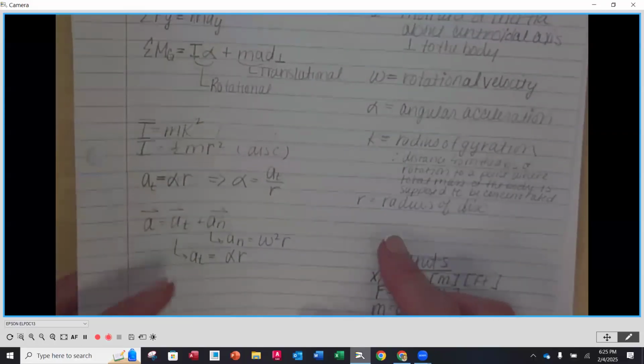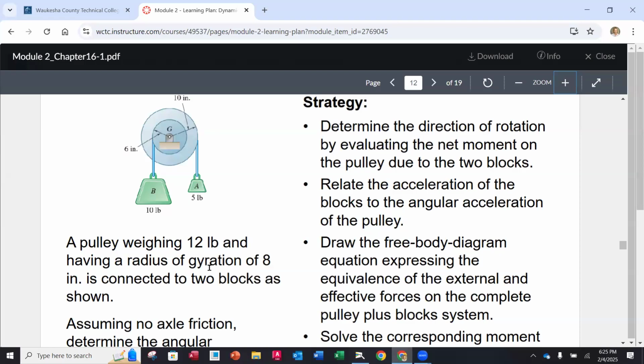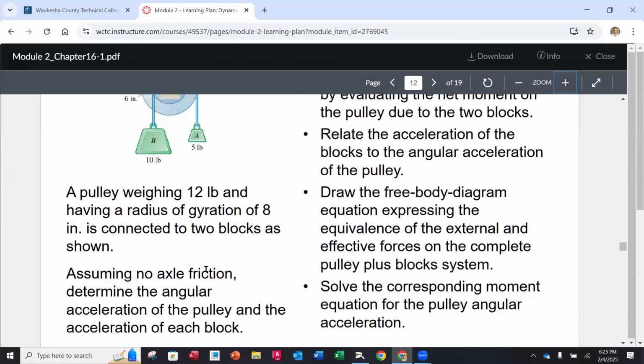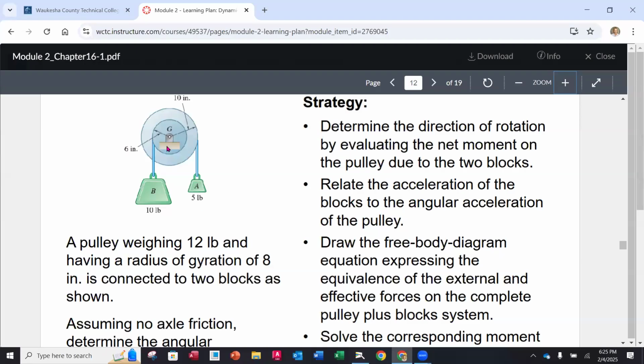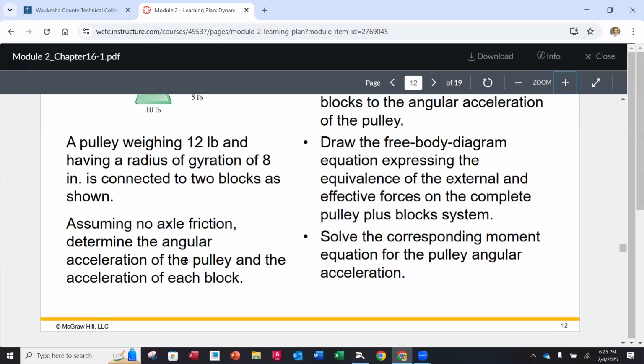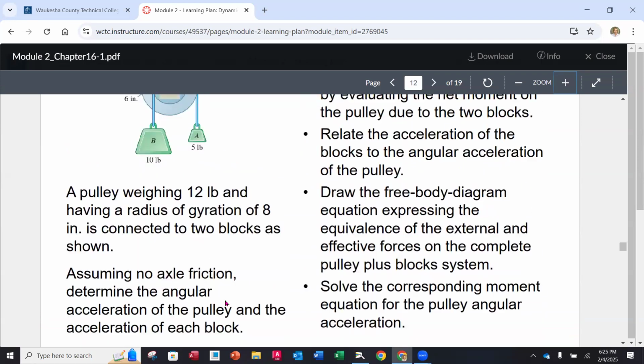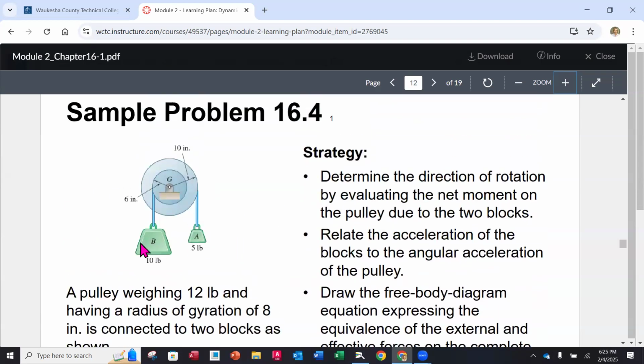So we are going to be using moment of inertia equal to m times K squared because we're given radius of gyration here. Now it says assuming no axial friction, so we're not worrying about any drag as this rotates around. They want us to determine the angular acceleration of the pulley and the acceleration of each one of these blocks.